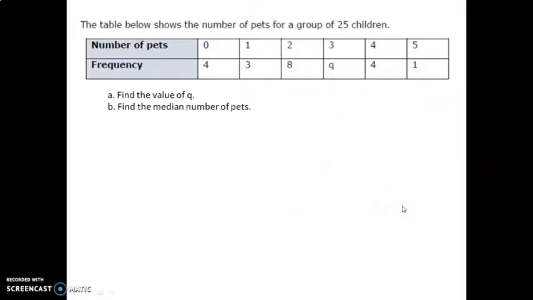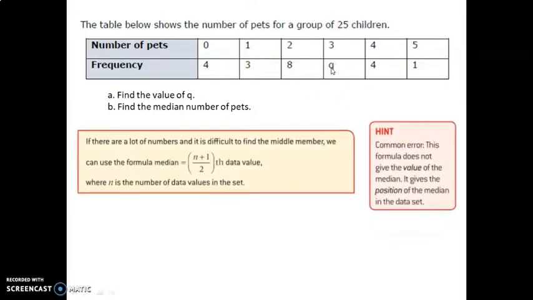Great. One last one. We have a table here, represents number of pets for a group of 25 children. So 4 children have 0 pets, 3 have 1, and so on and so on. It's a frequency table again. Find the value of Q to begin. Okay, Q is found by adding these up, and they must be 25. Because we know that there's 25 children, so these frequencies have to add up to 25, so we can find Q. All right, and then we're going to use a median formula to figure out the median number of pets.